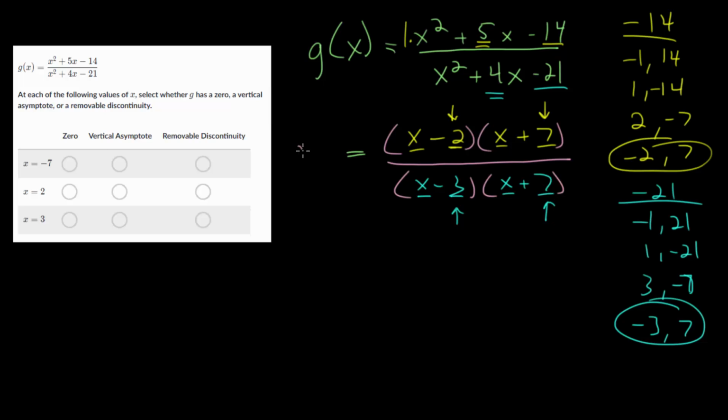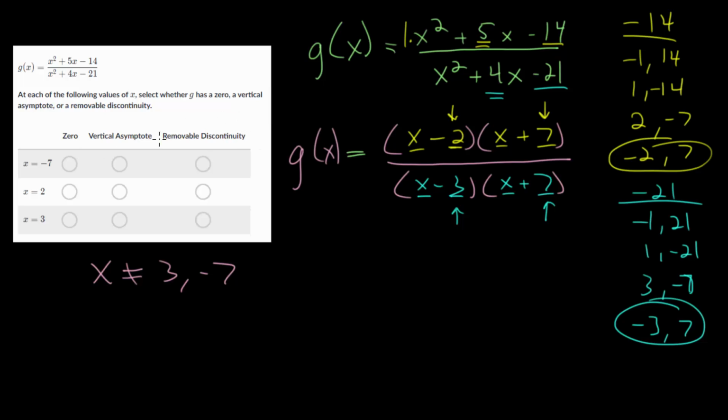So right away, looking at this function in factored form, you can see that x cannot be 3, since you'd end up with 0 times 10, which is 0, and x can't be negative 7. So both of those values are not in our domain. So we can say that x cannot be 3 or negative 7. And we just need to determine, are they vertical asymptotes or are they removable discontinuities?